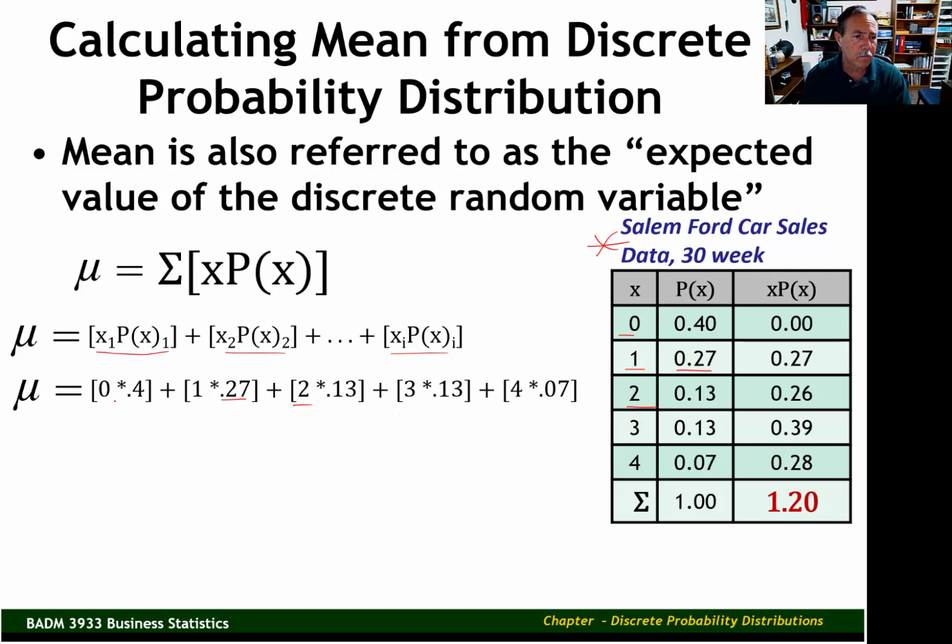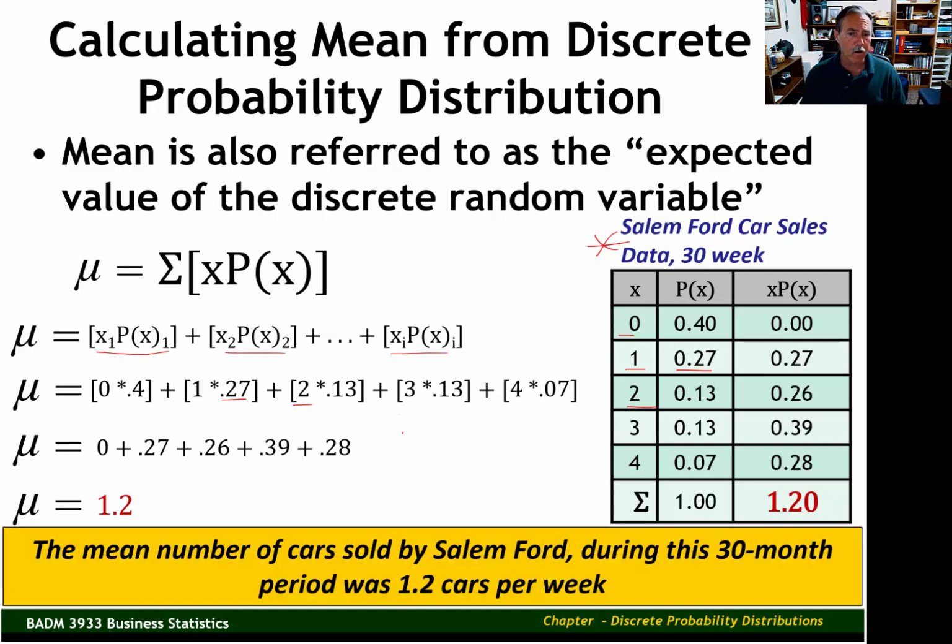Now we just need to do the multiplication in the brackets, and once we have the multiplication, we add everything up, and we end up with a mean value of 1.2 cars. The mean number of cars sold by Salem Ford during this 30-month period was 1.2 cars per week.